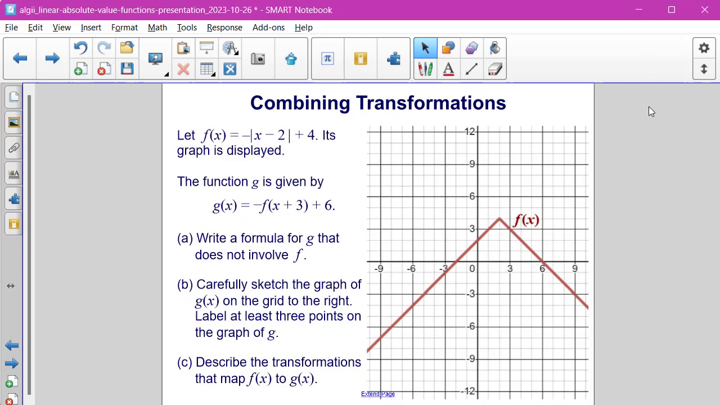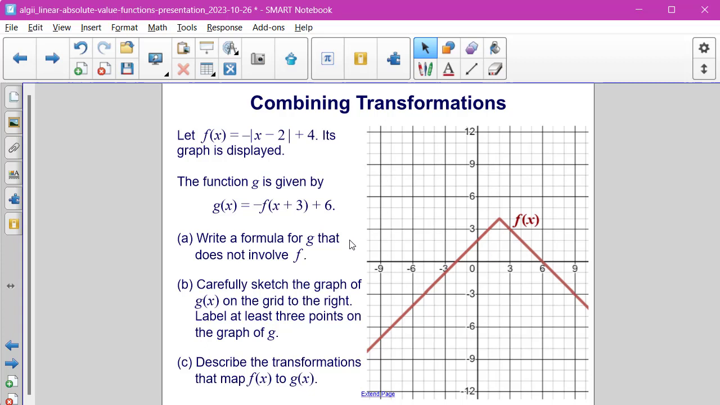Let's try another example. In it, we're going to have f of x be equal to the negative absolute value of x minus 2, and then we have plus 4 at the end. Its graph is displayed. The function g is given by g of x is equal to negative f, and then in parentheses x plus 3, and then plus 6 at the very end.